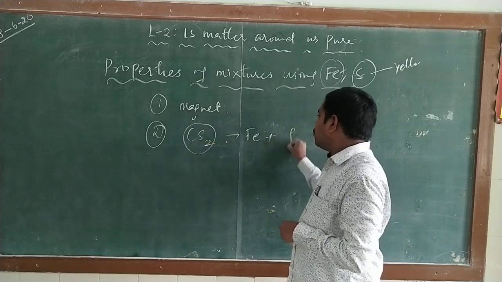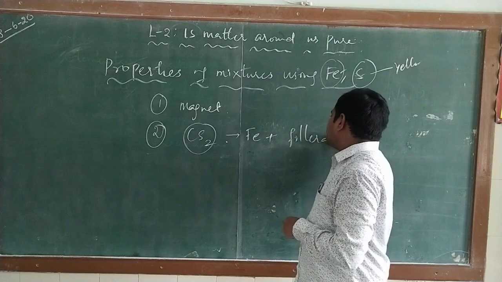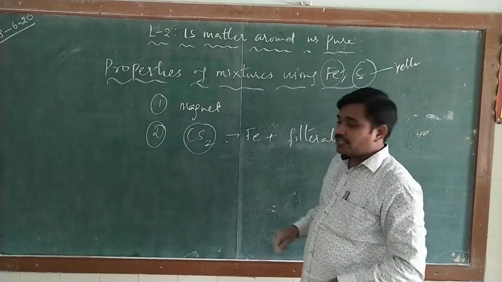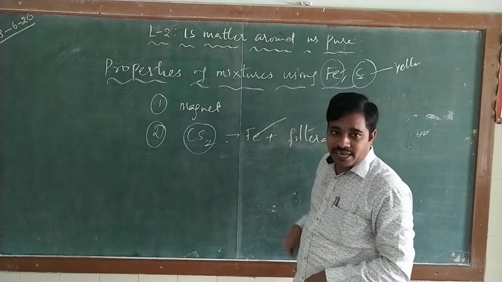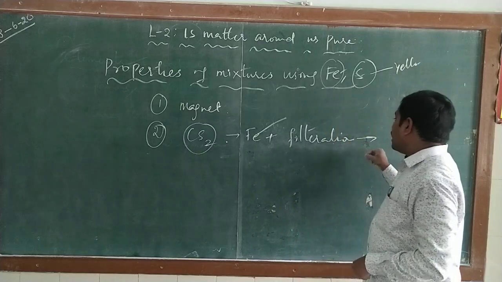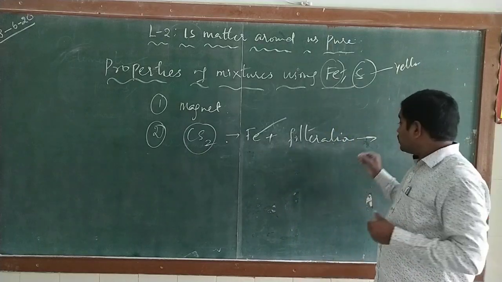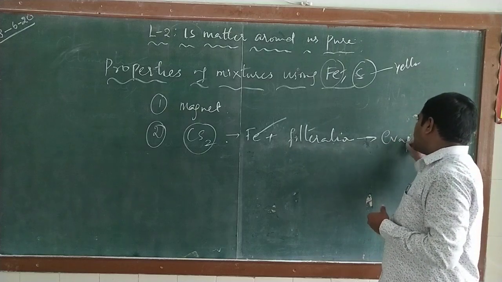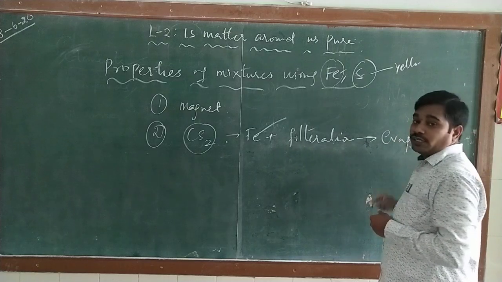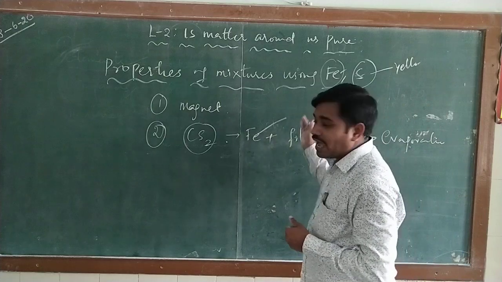Now we are going to move on to a process called filtration. In the filtration process, we separate the iron, and we get one more liquid, sulfur dissolved in a solution. After that, we go with the process called evaporation. Like that, we are going to separate the iron and sulfur.